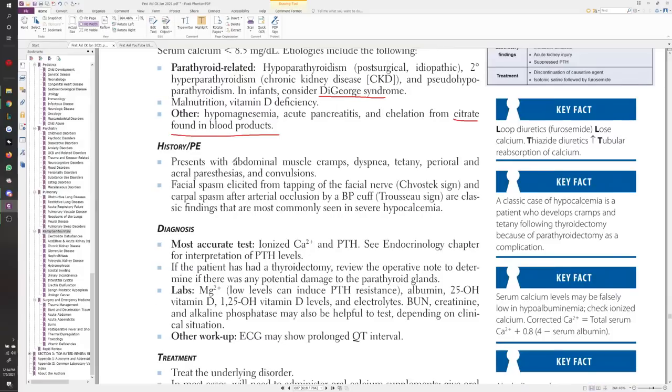Presents with abdominal muscle cramps, dyspnea, tetany being a key one. Possible convulsions. Basically, you won't see the stones, bones, groans thing. That's the hypercalcemia stuff. But you don't necessarily see the exact opposite either. Facial spasm elicited from tapping on the facial nerve, and carpal spasm on arterial occlusion by a BP cuff are classic findings. Tetany plus the Chvostek or Trousseau sign. When they describe these things, then you start thinking, oh wow, you must be hypocalcemic.